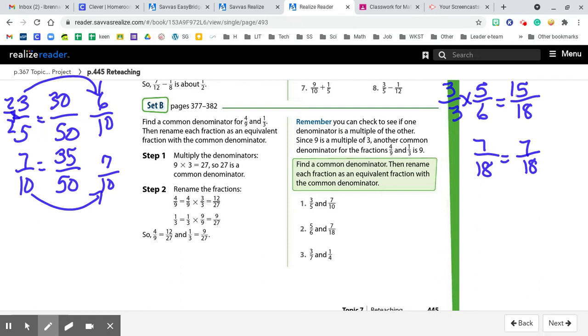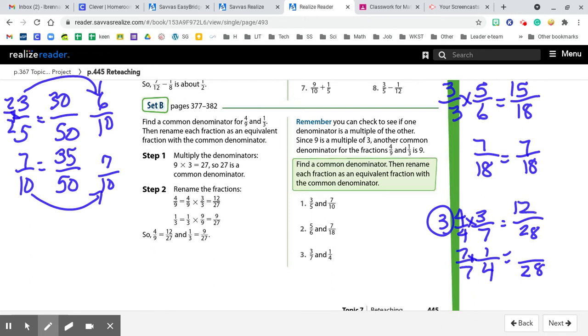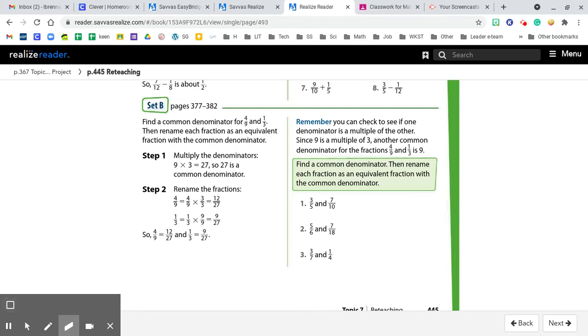And for number 3, I have 3/7 and 1/4. On that one, I could multiply the denominators together because that is the first number I will say when I skip count by 7s and 4s. I will say 28. So we're going to have to find equivalent fractions here. So our common denominator is 28, and our new fractions are 12/28 and 7/28. All right.